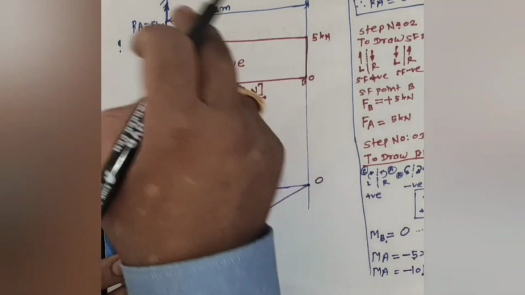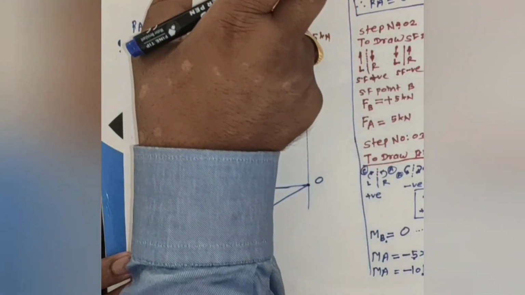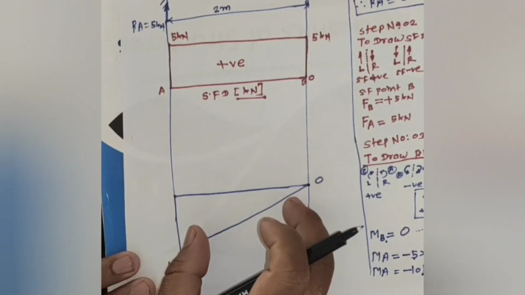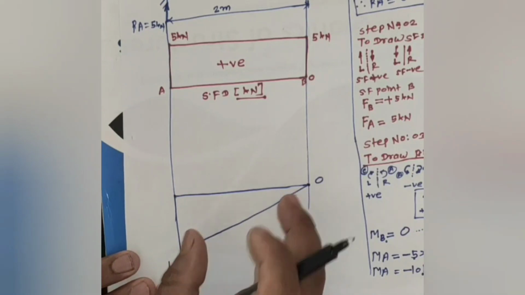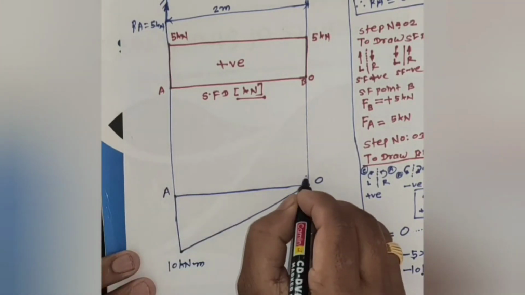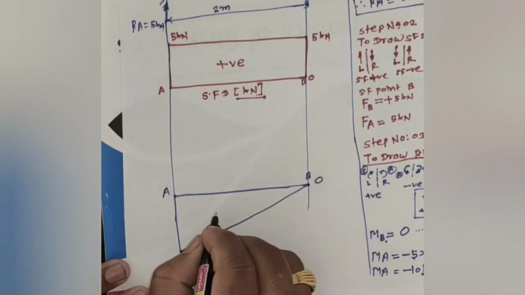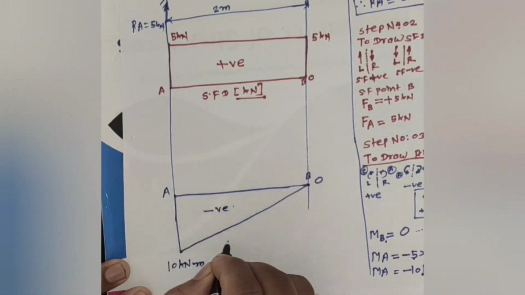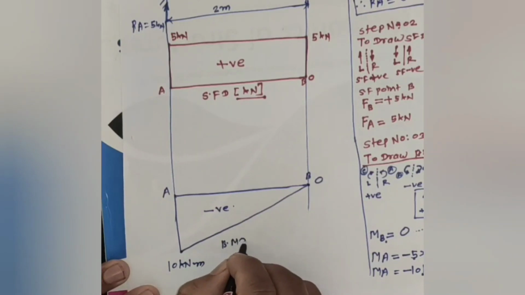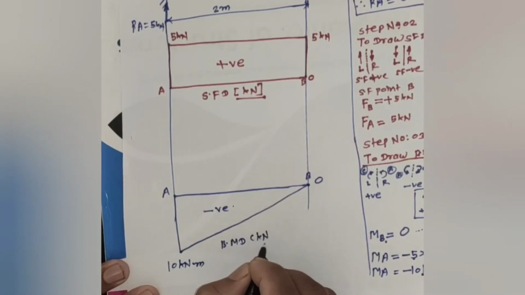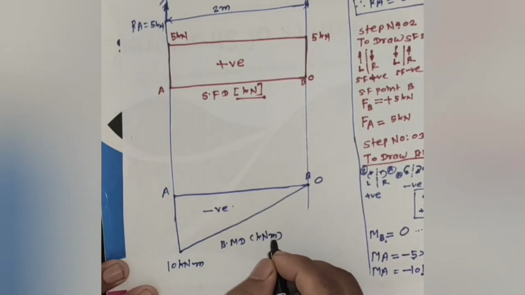Because in between A and B there is no load acting. This is point A, this is point B, and this diagram itself shows negative bending moment, and you can write down the name BMD in kilonewton meter.